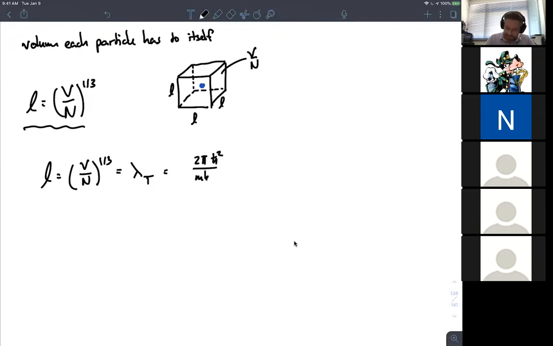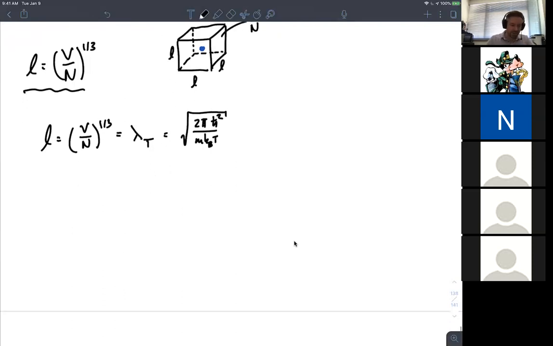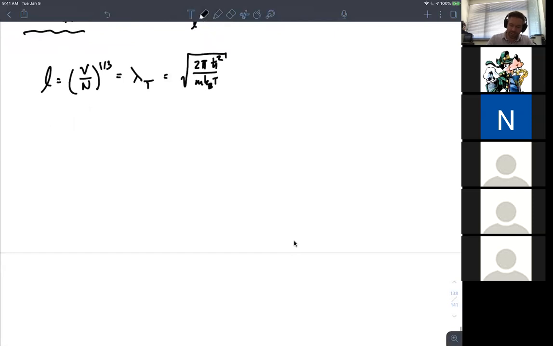m kBT, right there. So now what I have is that the scale on which quantum mechanical effects become apparent is given by this.